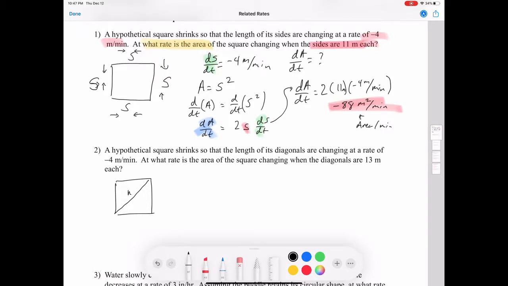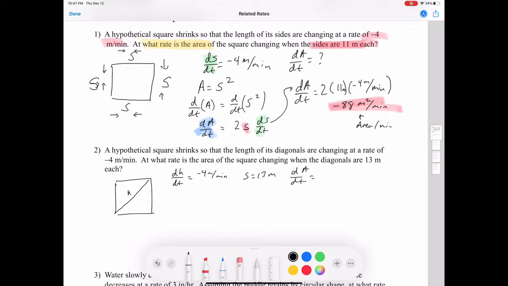So very similar to our last question. So dH over dt for hypotenuse, right, is equal to negative 4 meters per minute. At what rate is the area of a square shrinking when the diagonals are 13 meters each? Okay, we know the diagonals are 13 meters. And we're looking for dA over dt because we're looking at how fast the area is going to change.